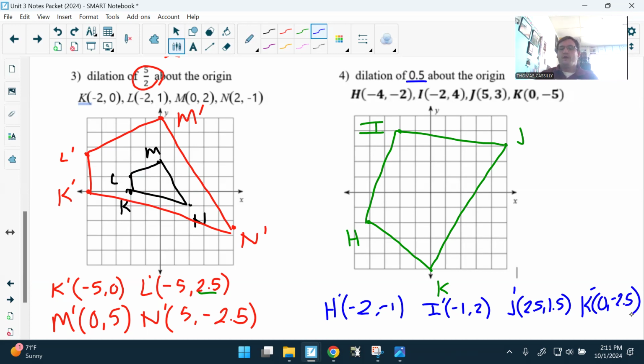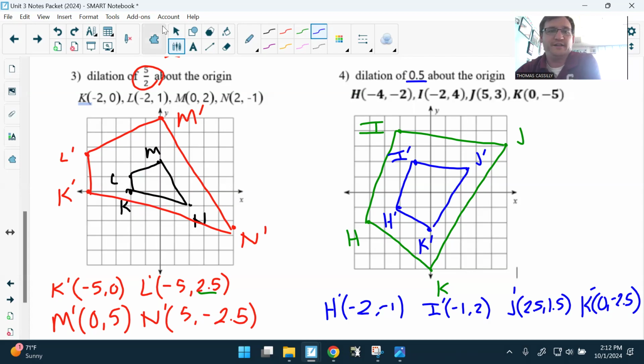And then just plot them. So there's your H prime. I prime is at negative 1, 2 right here. Now, J. If you look at J, that's 2.5, 1.5. So that one is not going to be anywhere on a lattice point. It's kind of right in the middle of a square, but that's okay. That is J prime. It doesn't have to sit on a lattice point exactly. And then the last one right here, that is your K prime. And of course, connect the dots.